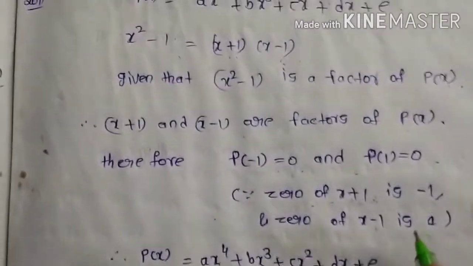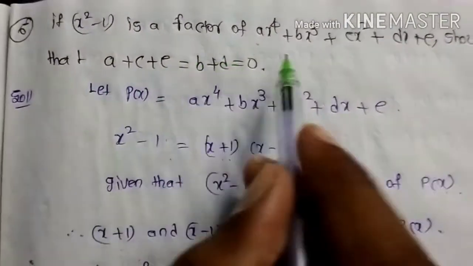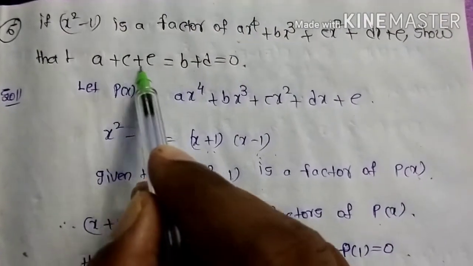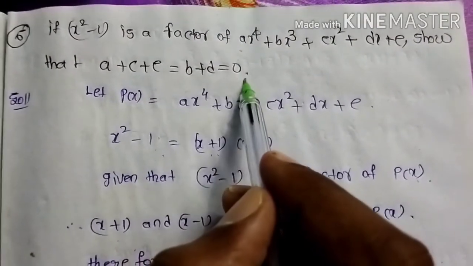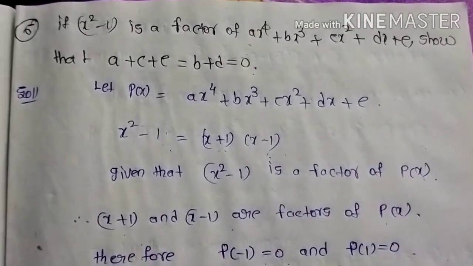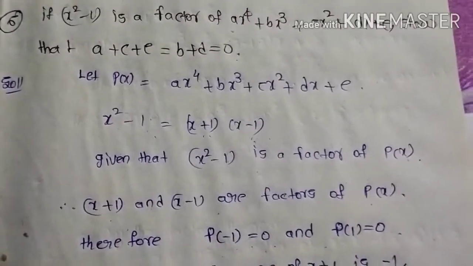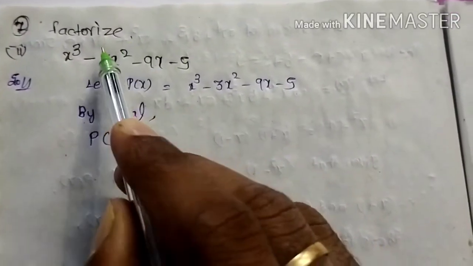If you have any doubt, once you can see here, we need to show that a plus c plus e is equal to b plus d is equal to 0. This is your solution. Now you can see here the seventh question.